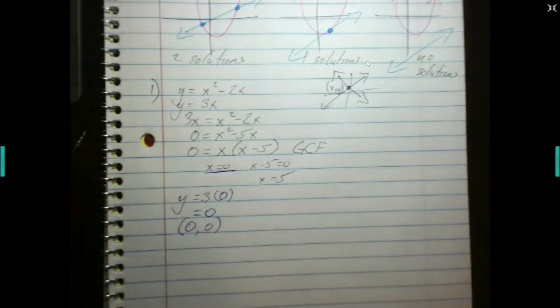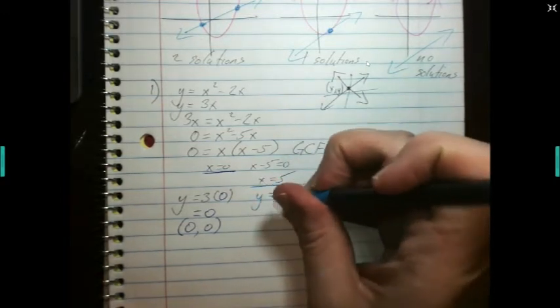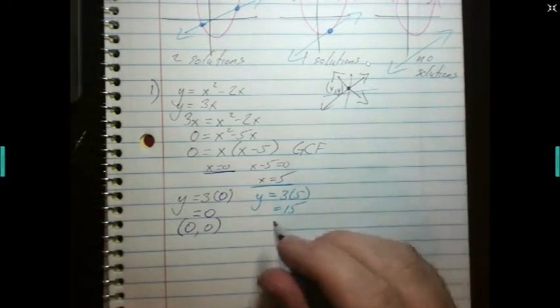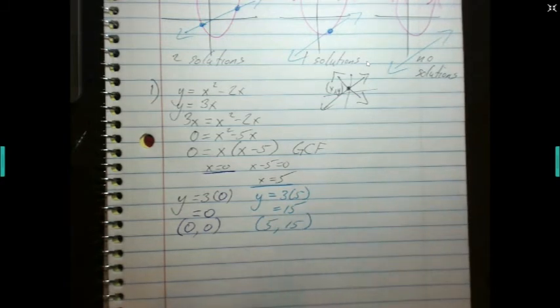Now I need to do the same thing to the other using 5. Well, I can do 3 times 5. Well, that means it equals 15. So that means my point is 5, 15.